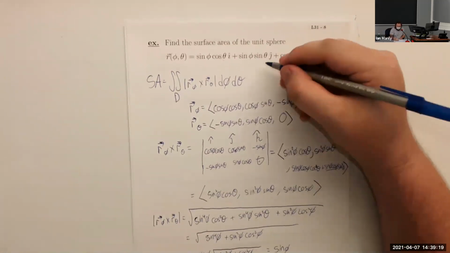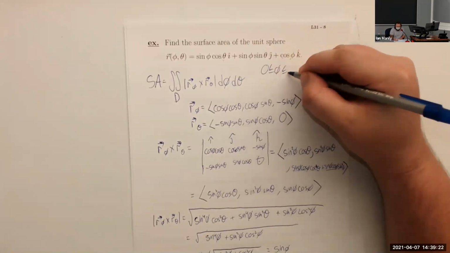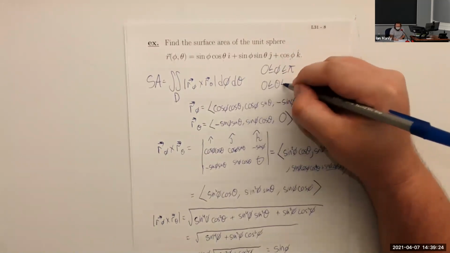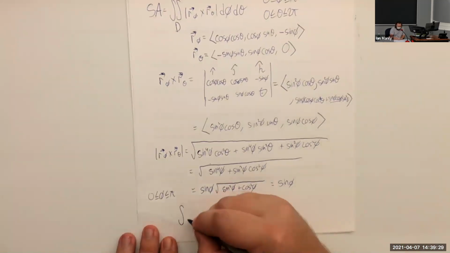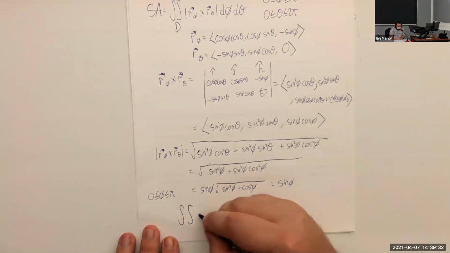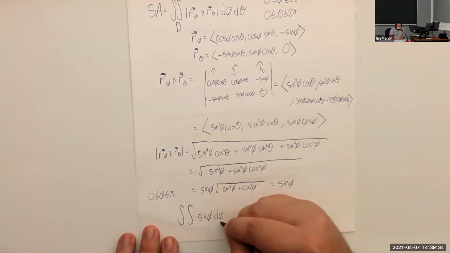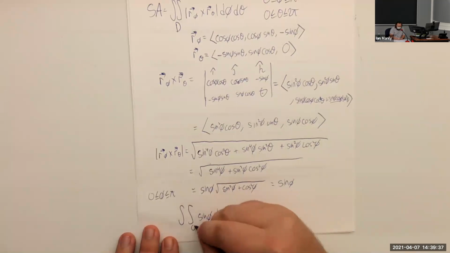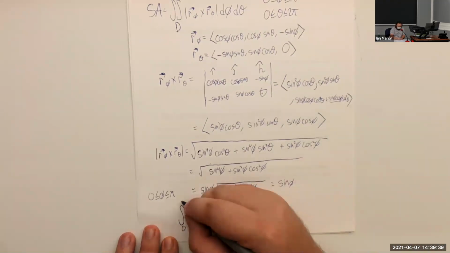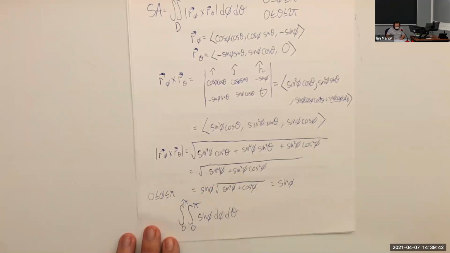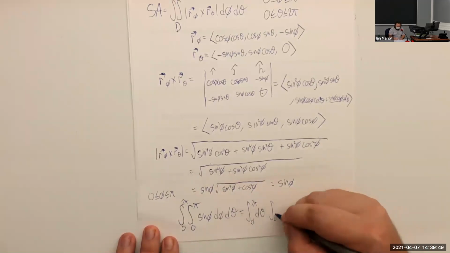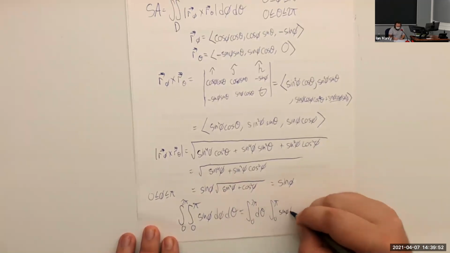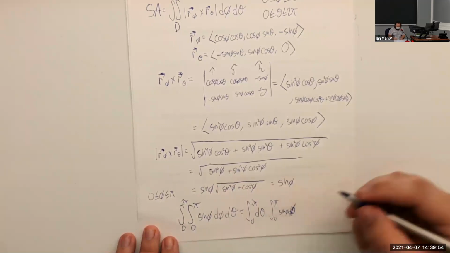So the range of our parameters, as I just said: phi goes from 0 to pi, and theta goes from 0 to 2 pi. So we're going to do our double integral of sine of phi d theta d phi. Phi goes from 0 to pi, and theta goes from 0 to 2 pi. Now this is an integral we can use the multiplication trick on. So this is the integral from 0 to 2 pi of d theta and the integral from 0 to pi of sine of phi d phi.